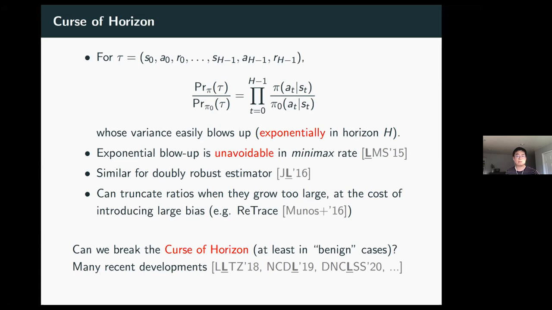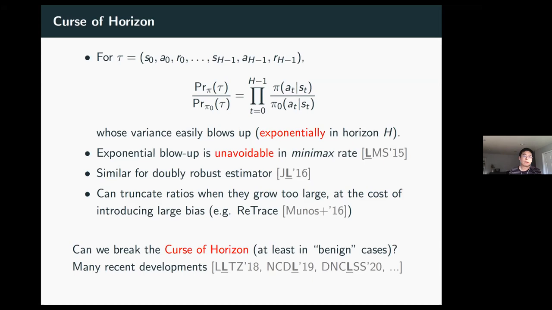And you can show that this exponential blow up is not avoidable in the min-max rate. So in the worst case, this is something that has to happen. There's no way around. This is similar for other improved methods that rely on this ratio, such as doubly robust and other methods. You can do approximations like the Retrace method to artificially control the variance, but that comes with the cost of introducing bias that is hard to estimate and control. So now comes the question: can we break this curse of horizon, at least in the benign case?